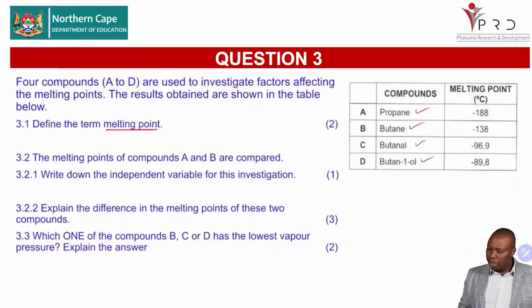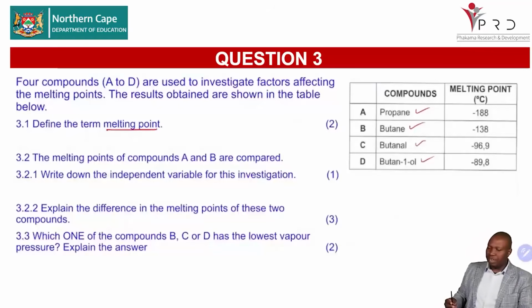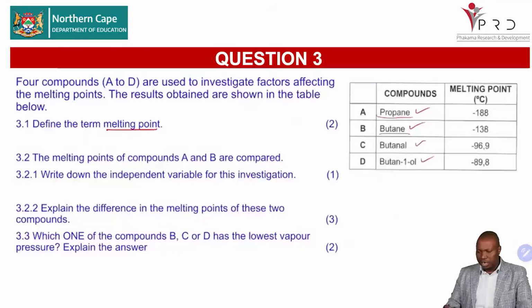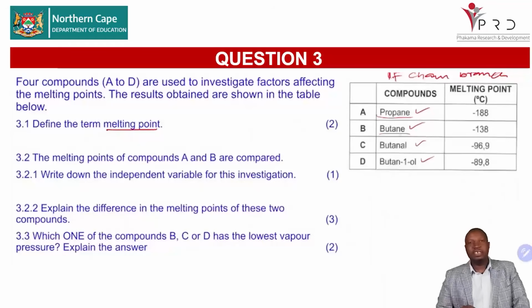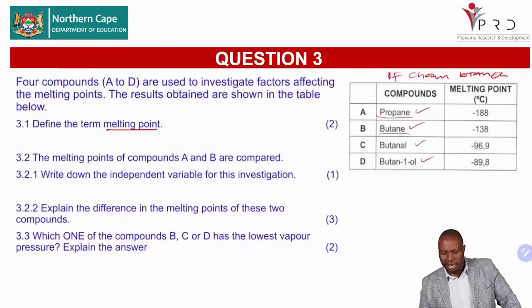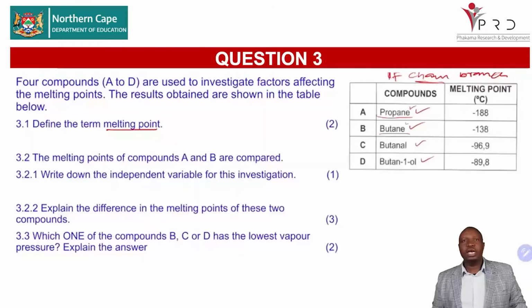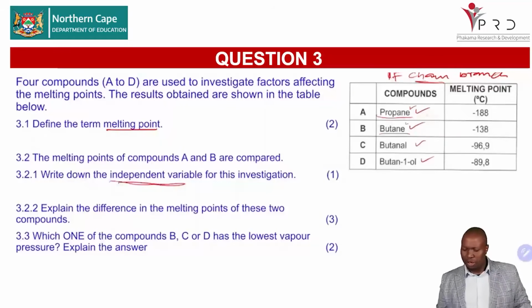And then we're saying the melting points of A and B are compared, and write down the independent variable. What are we changing between A and B? Already you know. We said, for you to remember, chain, branch. So is it intermolecular force that is changing? No, they have the same intermolecular force. They all have London forces. Is the chain length changing? Yes. Propane, shorter chain length. Butane, longer chain length. So you're able to see that the independent variable, what are we changing? We're changing the chain length.